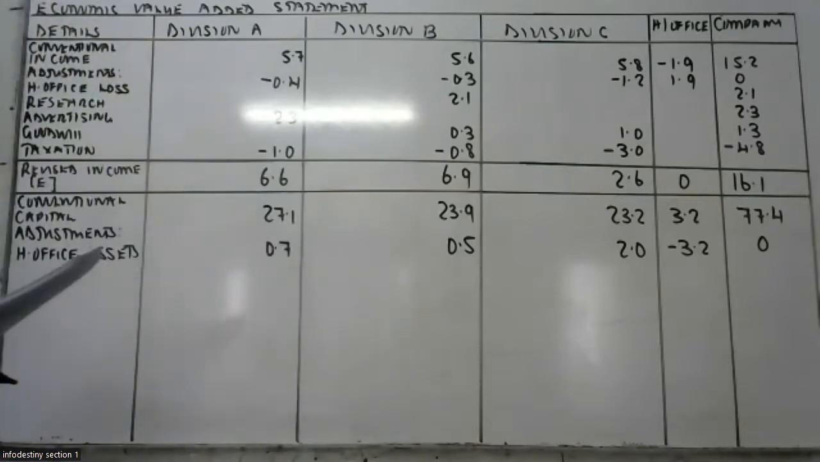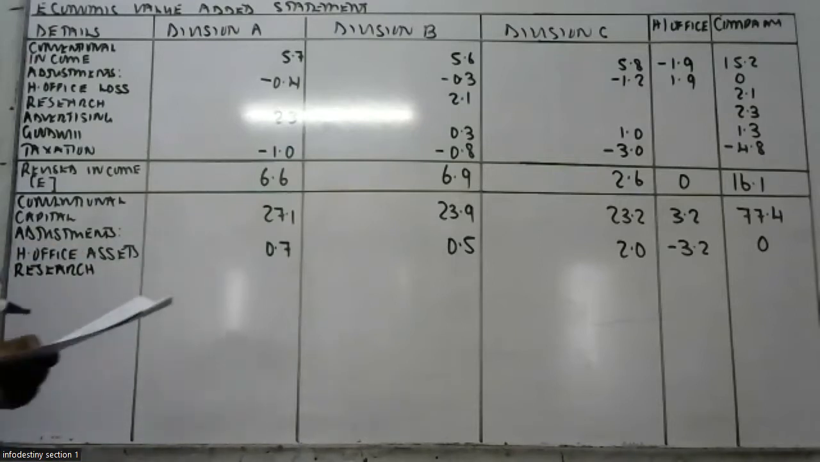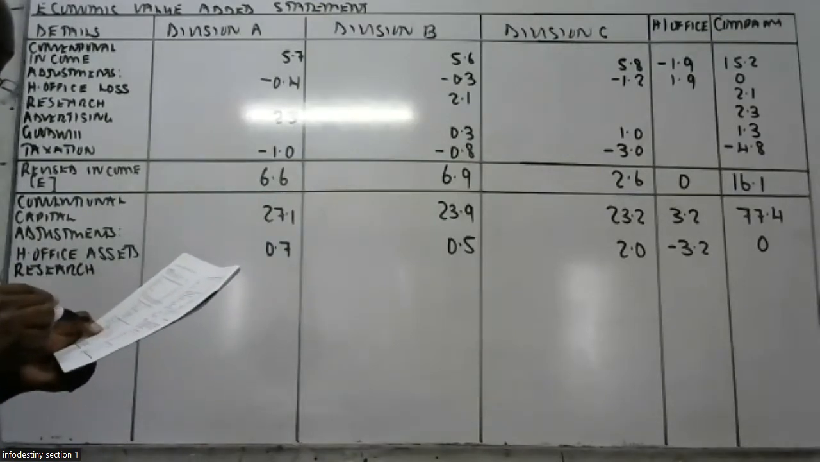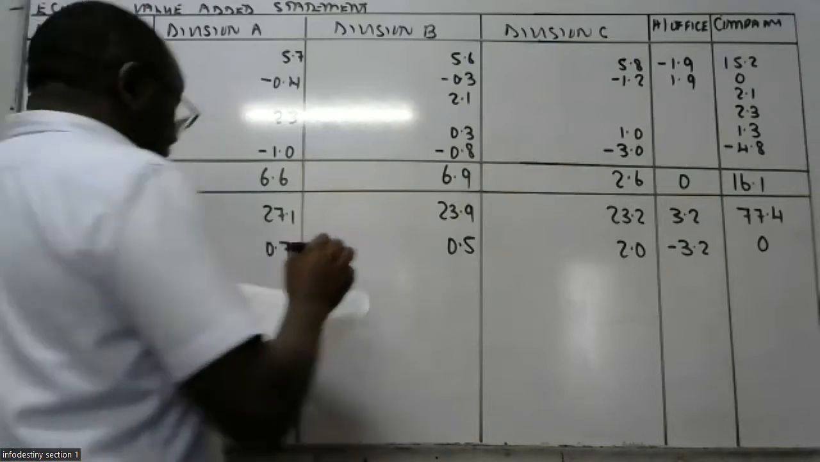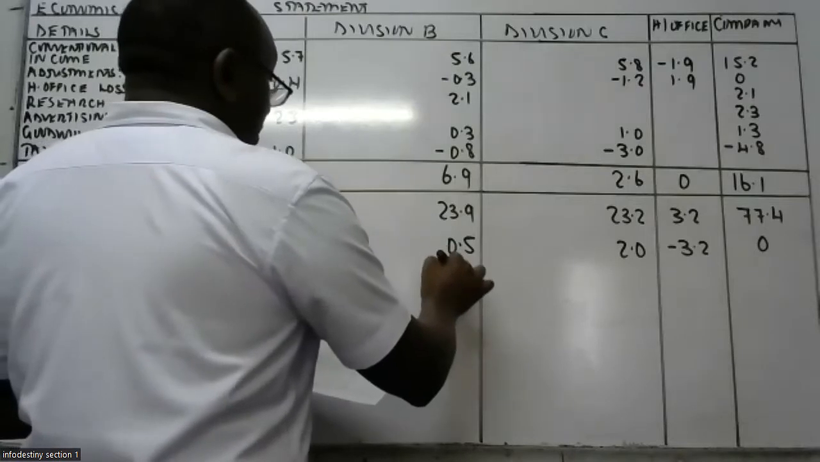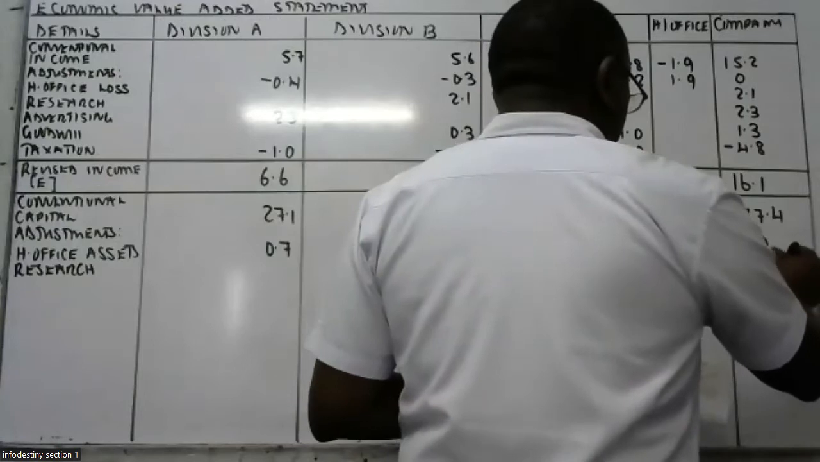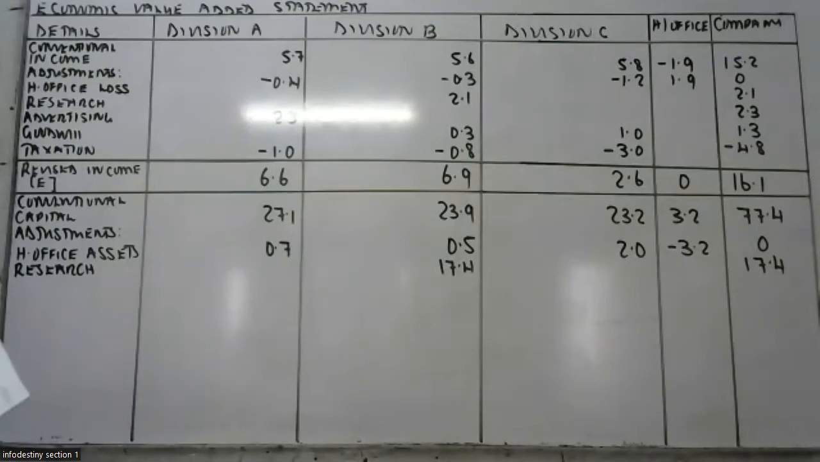So having said that, the next one that comes in is research. Research comes in, and research is an amount of 17.4. And as we had read earlier in the bullets that are on page 16, research belongs to division B. So that amount of 17.4 goes there.